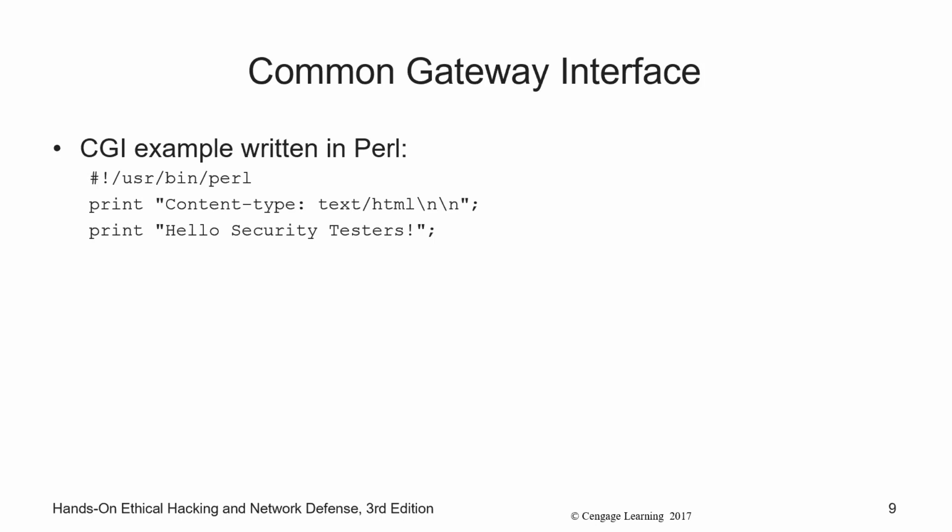It's the string name of the MIME type. And then after content type is the content body. And here it's hello security tester. So that's an example of a response that a dynamic language using CGI might pass back to the browser.